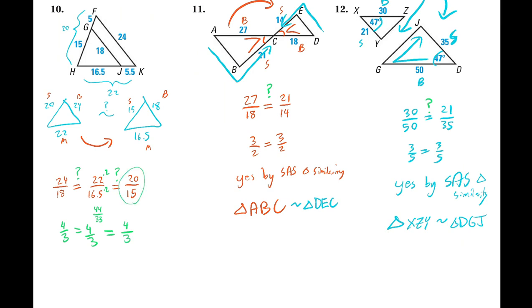Again, you could just punch this into your calculator, and you get 1.3 repeating. Yes, they are equal. So the calculator could do this, but the more you just practice and flex those math muscles, the better for you. So yes, by SSS, triangle similarity.